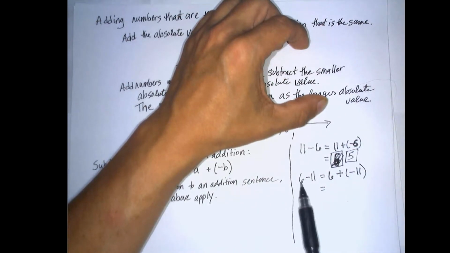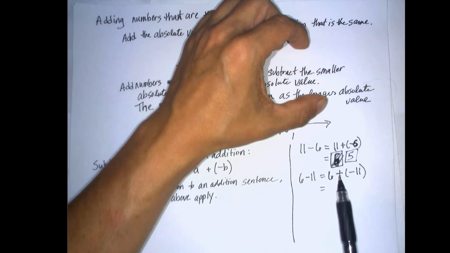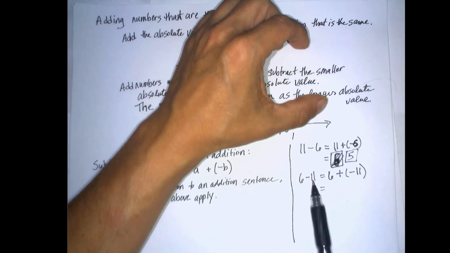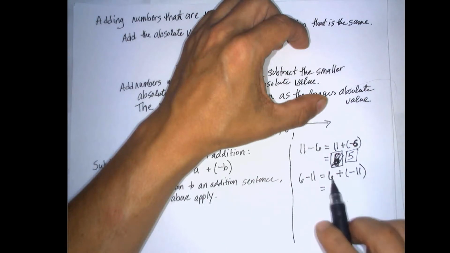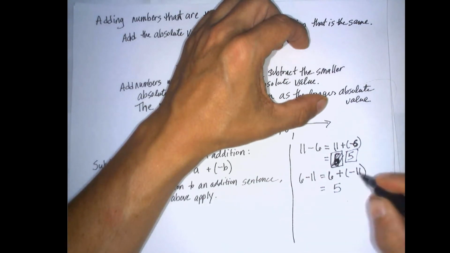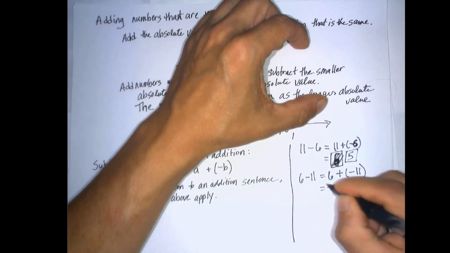Okay, here 6 minus 11, we take 6 and we change this negative to a positive, and we change the sign of the other number. So we're adding 6 plus negative 11. And when we do that, we subtract the two absolute values. 11 minus 6 is 5, and the bigger number is negative, so the result is negative.